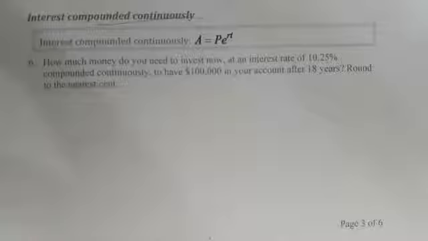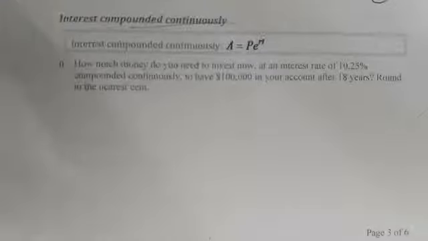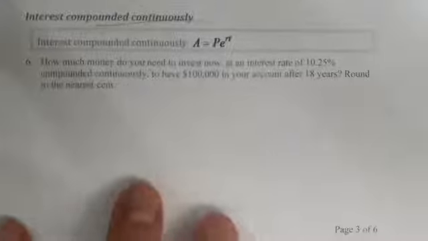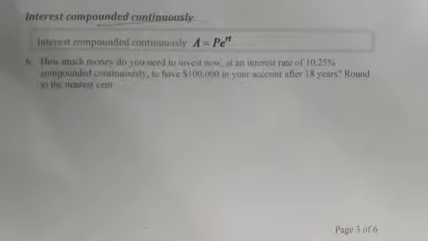How much money do you need to invest now at an interest rate of 10.25% compounded continuously to have 100,000 in your account after 18 years? Round to the nearest cent. That's kind of a weird problem to give y'all, I think, but they did it.